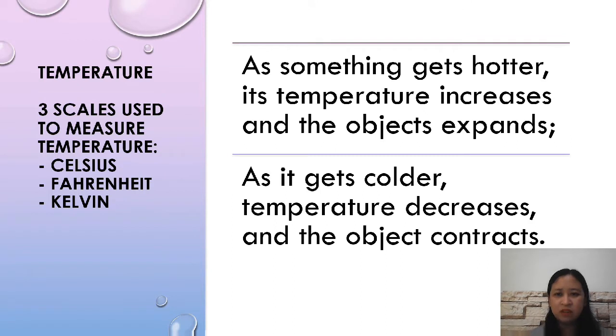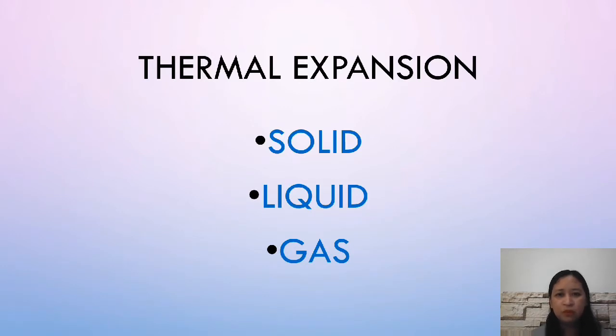As something gets hotter, its temperature increases and the object expands. Yung red liquid na nandoon sa thermometer, nag-expand siya kapag mataas yung temperature. Paano naman pag lumamig? As it gets colder, the temperature decreases and the object contracts. So, bumababa naman ngayon yung red liquid inside the thermometer kapag mababa yung temperature. Na-mention ko yung expansion kanina. Kapag mainit yung temperature, yung liquid inside the thermometer expand.